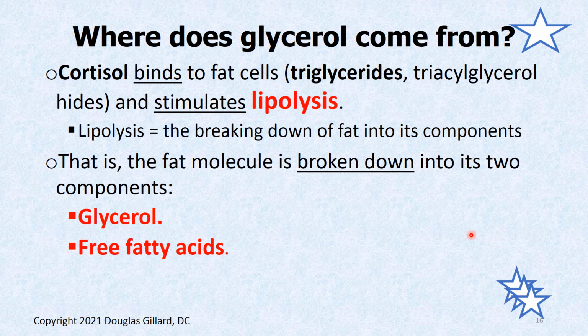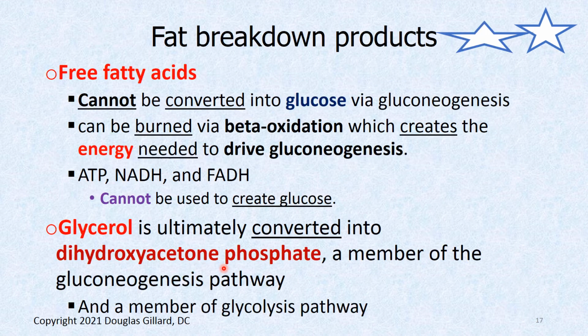Glycerol, where does that come from? That comes from lipolysis, as I said, but here it's in stone, so I can ask you a question on it. Cortisol binds to fat cells, and it stimulates lipolysis. They're broken down into glycerol and fatty acids. Right? And we just said fatty acids can't be converted into glucose via gluconeogenesis, but they can be burned. I was right. It was oxidation.